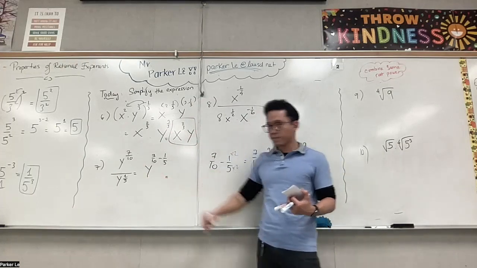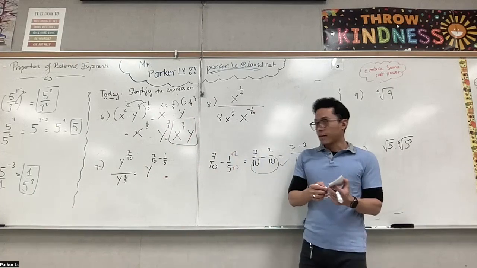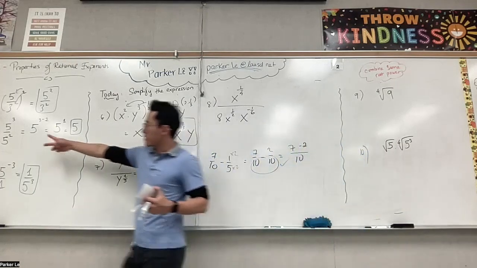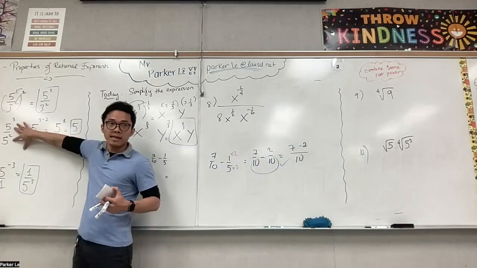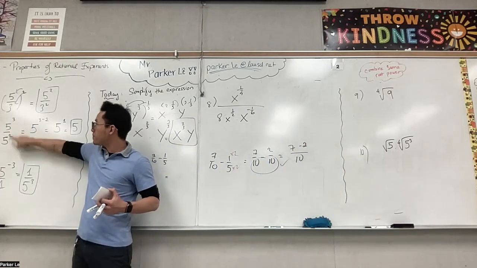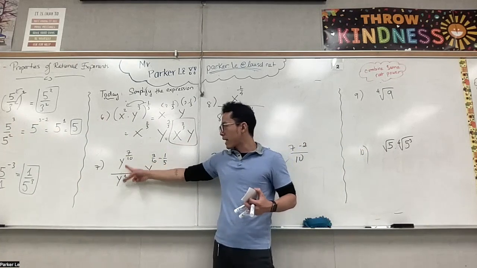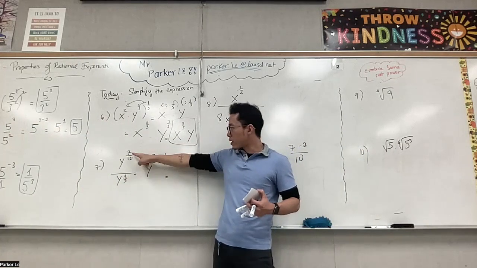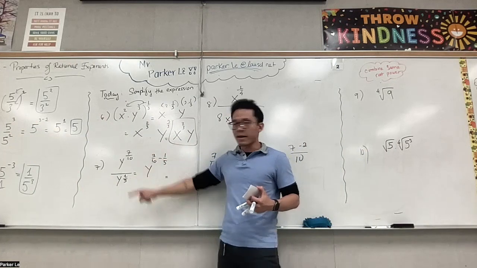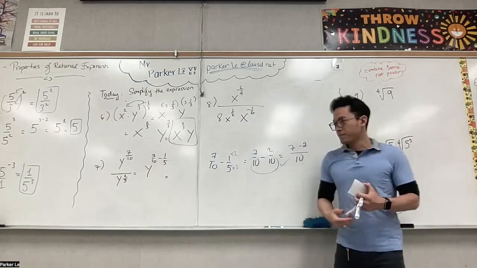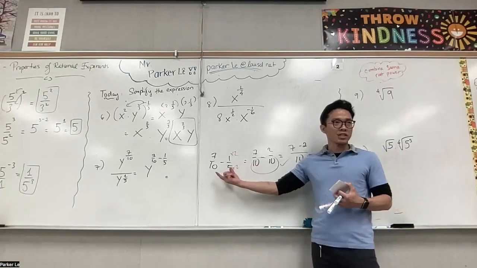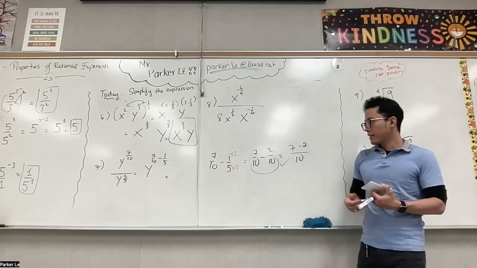Now number 7. Number 7 is similar to this. When you have two same bases, but one on top, one on the bottom, you're going to subtract the power. So I have two same letter y. I'm going to subtract the top and the bottom. 7/10 minus 1/5. And that's minus 2 fractions. That's where I'm going right now.